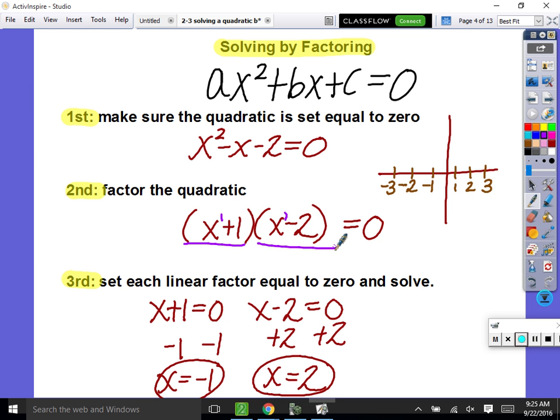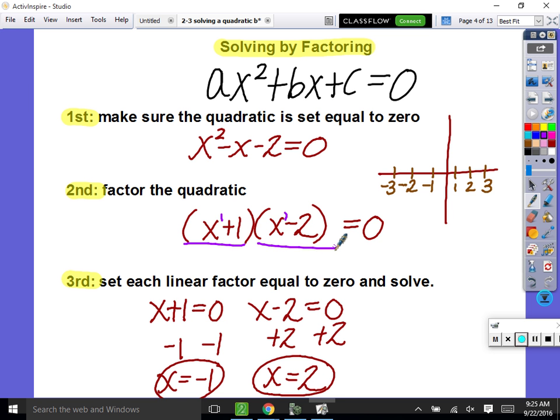Guys, I want you to understand something. If I were to distribute this back in and combine like terms, we'd end up back up here. So factoring is actually just the opposite of multiplication. Anyways, if it was equal to 0 up here, it's still equal to 0 down here. And now we can split them apart and write each of them equal to 0. Do you see how I wrote x plus 1 equal to 0? And then I put x minus 2 is equal to 0.